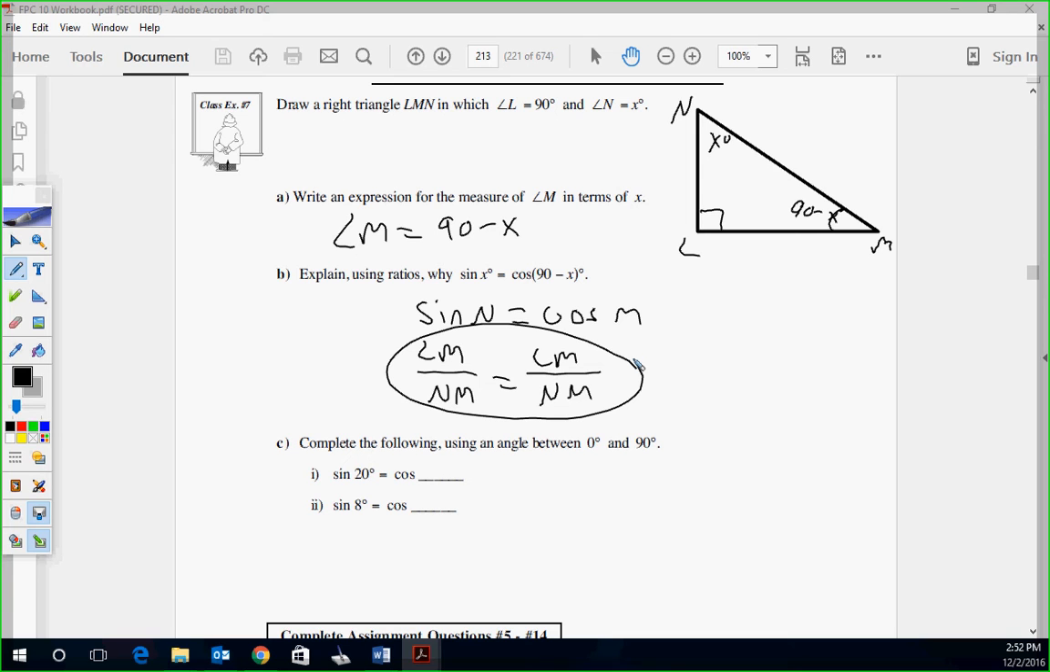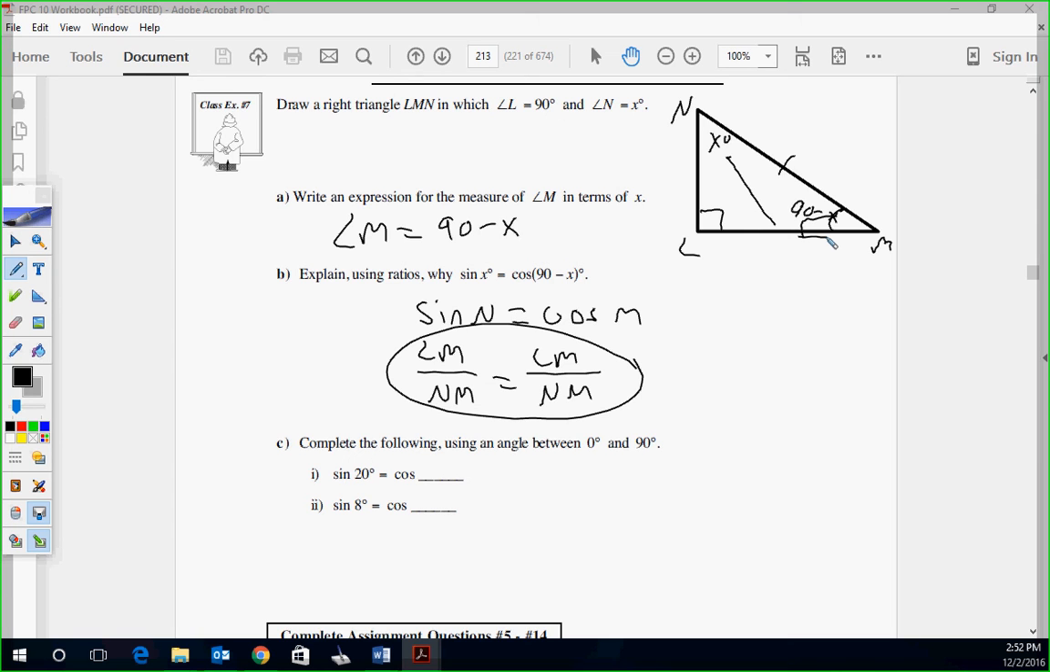So let me show you that again. Sine n equals cos m. Where we got the n from was because that's what they asked us. Sine of x is in the n spot. Cos of m, 90 minus x is this spot, which is m. So I just use the letters just to be a little easier. Sine of n, again, is opposite over hypotenuse. Opposite is lm. Hypotenuse is nm. Cosine of this spot, adjacent, lm, over hypotenuse, nm. You just proved that they're equivalent.